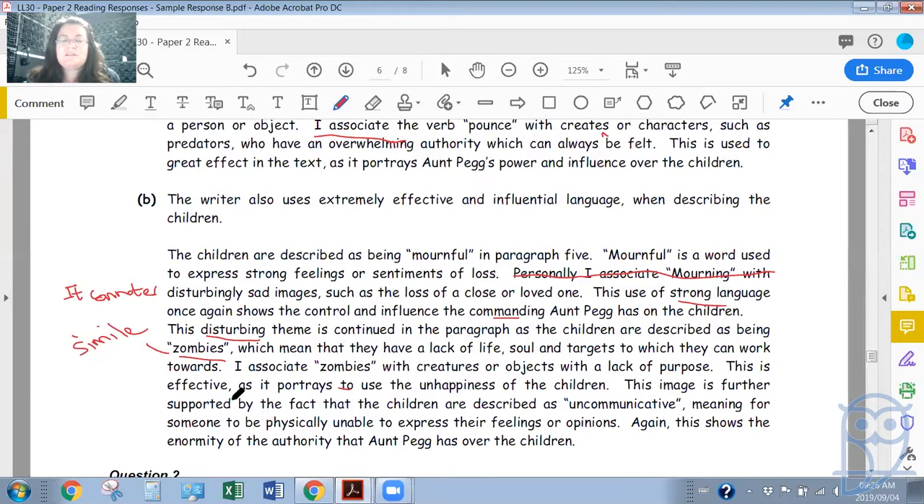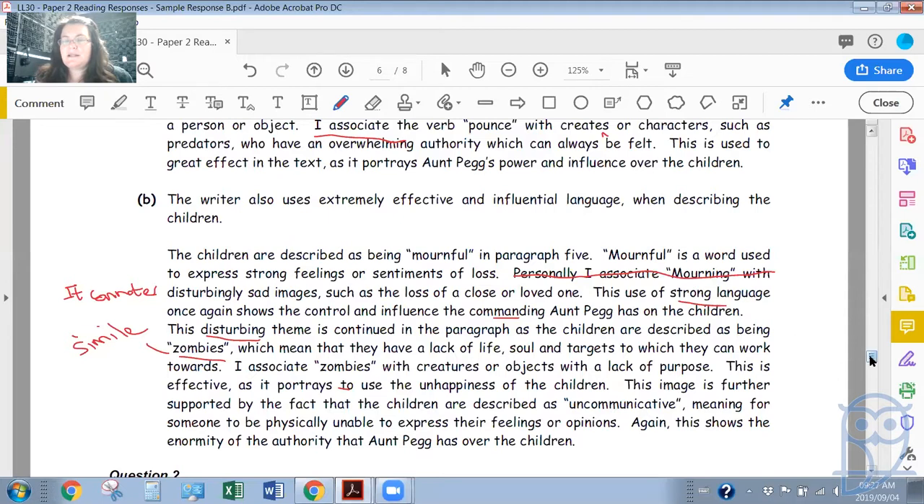This image is further supported by the fact that the children are described as uncommunicative. That's interesting, making that link between the zombies and being uncommunicative, meaning for someone to be physically unable to express their feelings or opinions. Again, this shows the enormity of the authority that Aunt Peg has over the children.